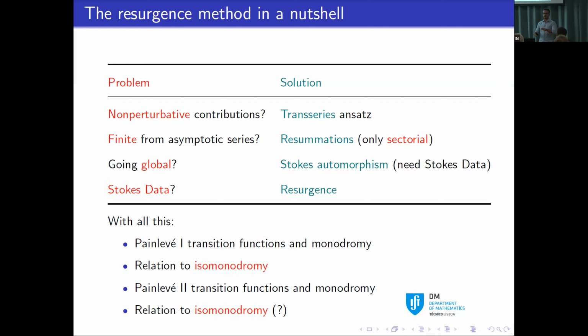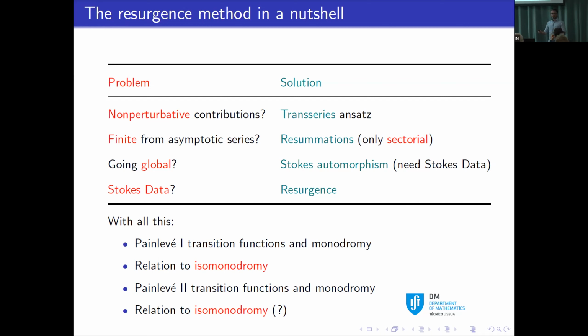If we want to understand global solutions, we need to understand the Stokes automorphisms, which basically tell us how to glue these sectorial solutions. And how can we obtain this Stokes data? It's very simple, just from the theory of resurgence. Max explained a little bit to you these large order equations that you can do, but I'm going to explain a little bit more on the numerical side, on the computational side.